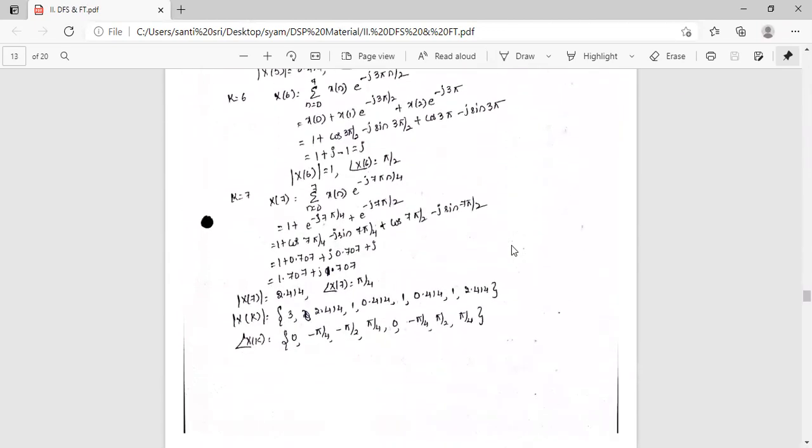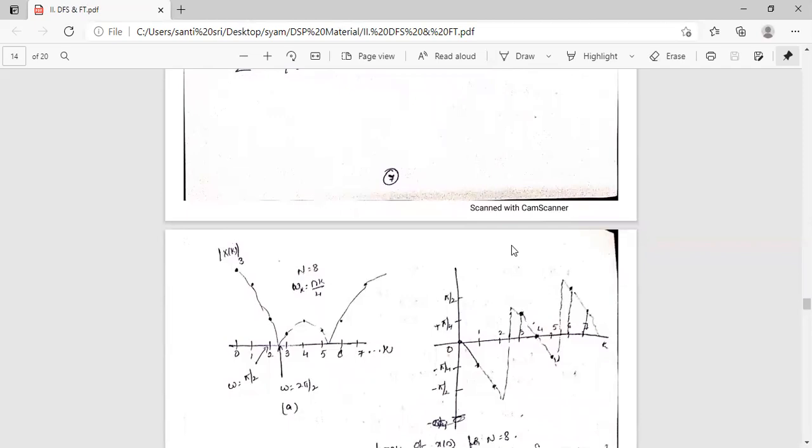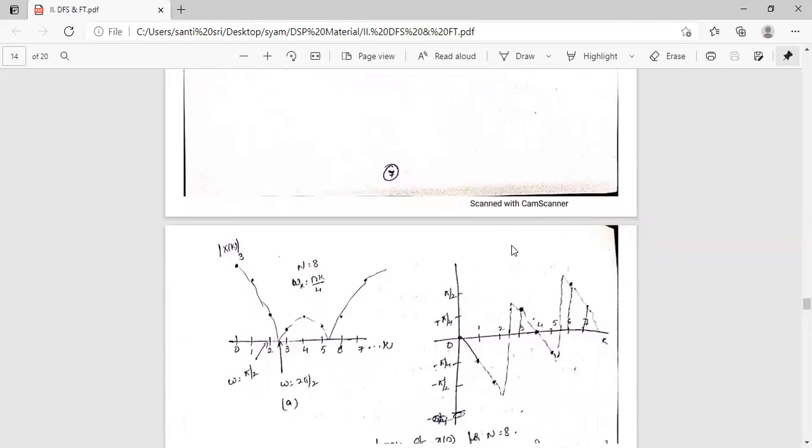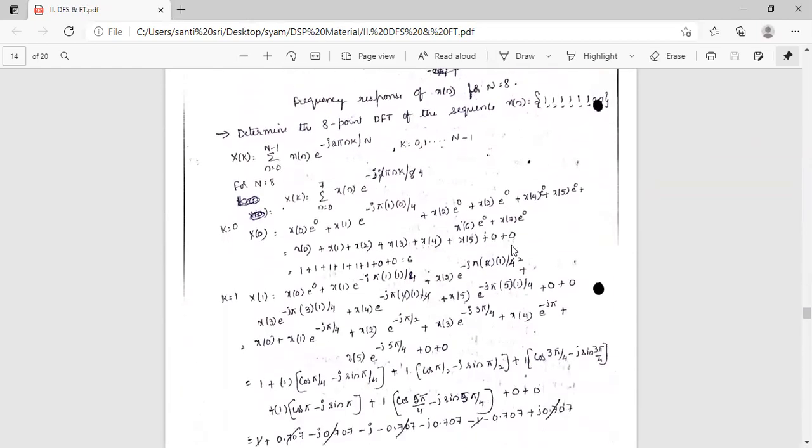See, I'll find out these values. Here n is given as 8, so the k value is varying from 0 to n minus 1, that is 8 minus 1, that is 7. Similarly, the n value is varying from 0 to n minus 1, that is 0 to 7. So like this, we can draw the 8-point DFT of the sequence in the same manner.